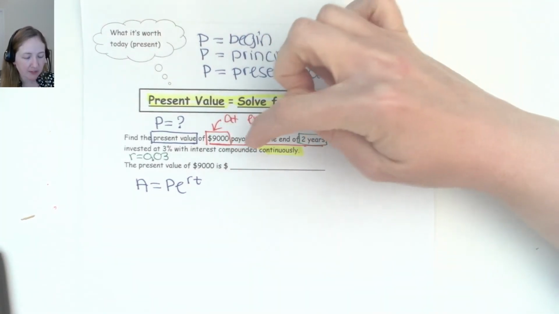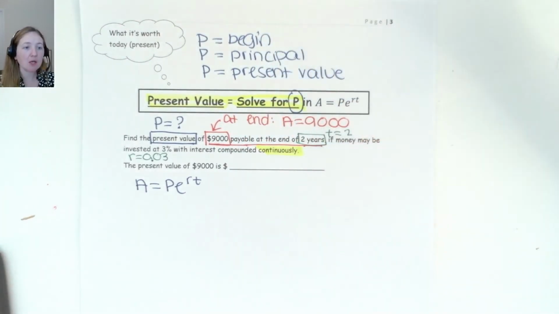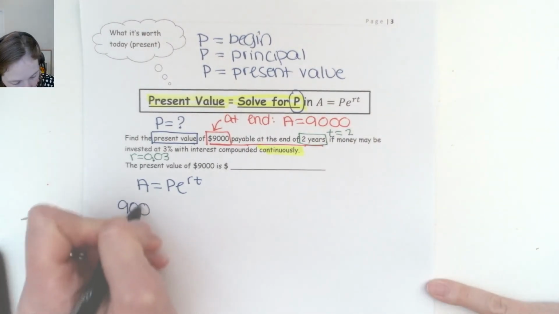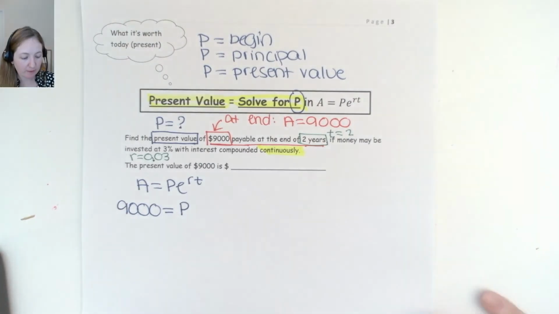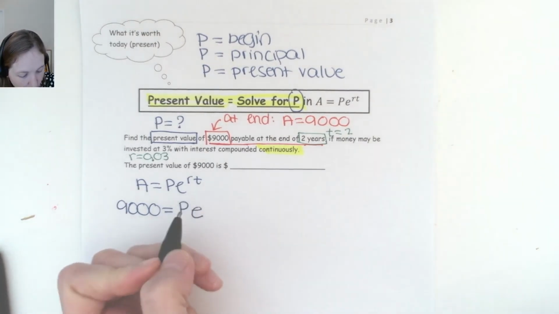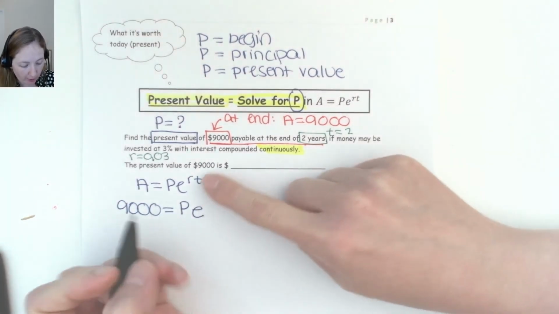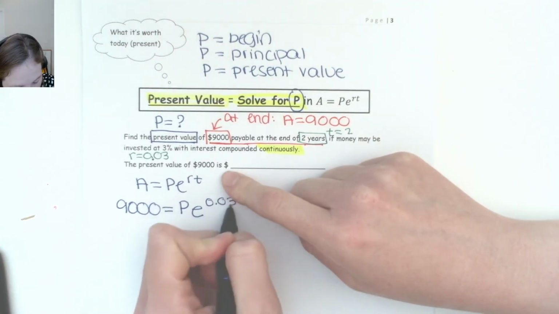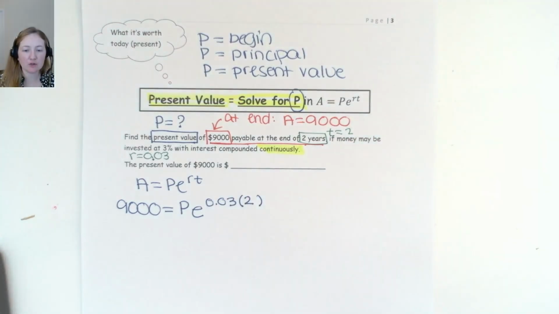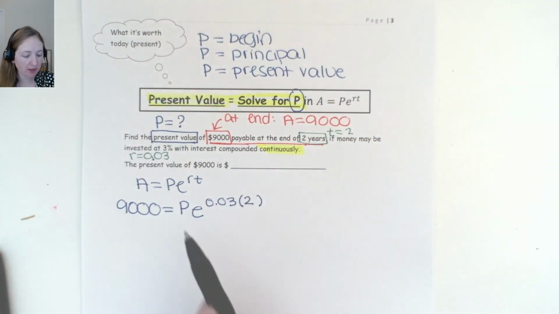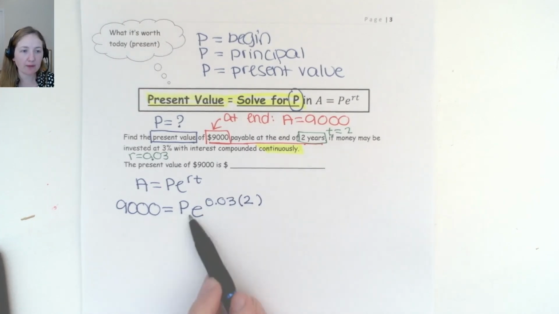The 9,000 is payable at the end of 2 years, so that means the 9,000 is the A value. The present value is what we're trying to find. And then we have e raised to the r, which is 0.03 times 2, which is our time. So take a minute before I say anything more and ask yourself, how would you solve for that variable P?